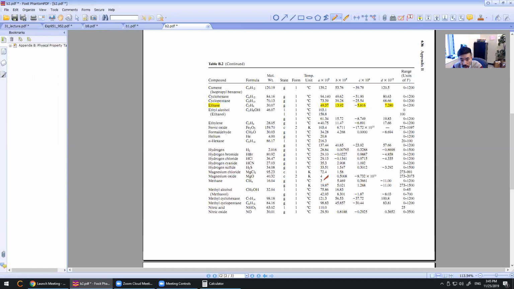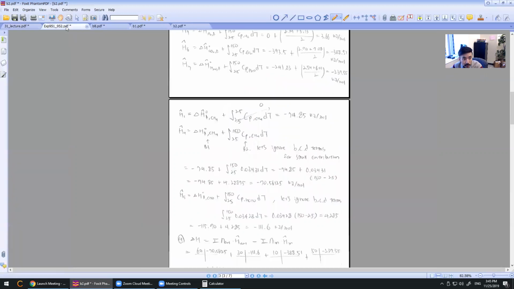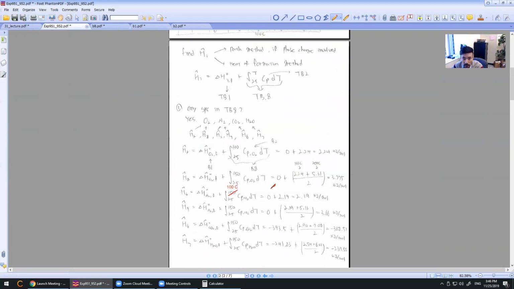So we're going to take 34.731 multiplied by 10 to the negative 3 as a Cp term. So it's going to be negative 74.85, which is the heat of formation, plus integration 25 to 150 of 0.03431 dt. This is easy to calculate, right? Basically, this term is 0.03431 multiplied by 150 minus 25. If you calculate this one, we have 4.28875. So we find H hat 4 as negative 70.56125 kilojoule per mole. Okay, we complete H4.